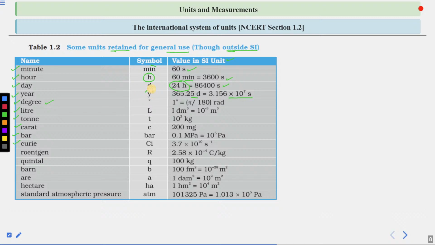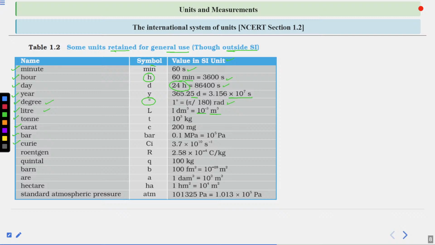Next is degree. Degree is represented by this symbol. Look at the figure. 1 degree is equal to pi divided by 180 radian. Next is liter. 1 liter is equal to 10 raised to the power minus 3 meter cube.